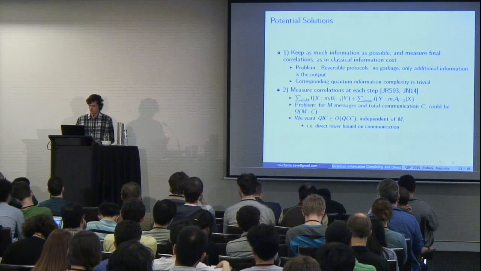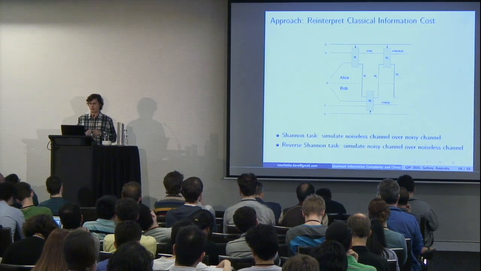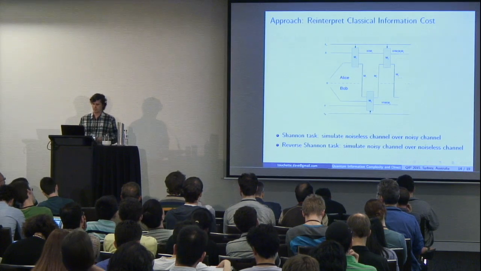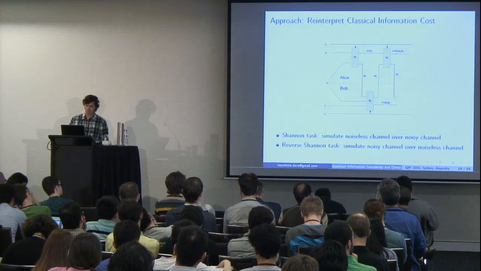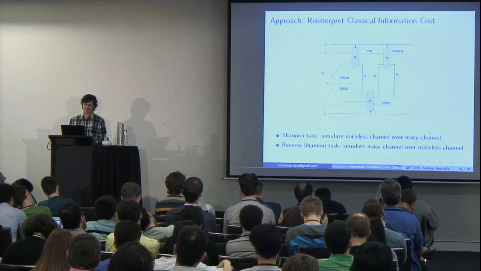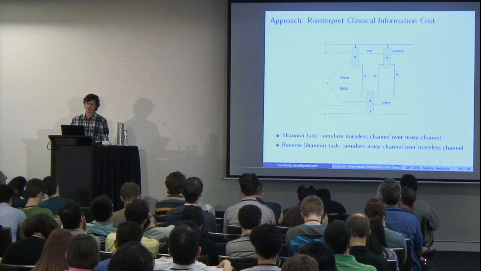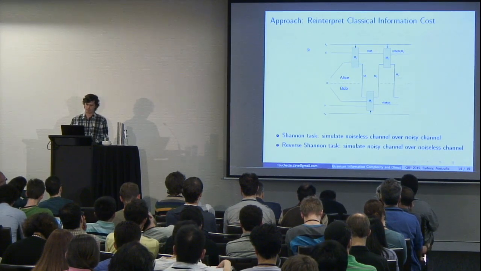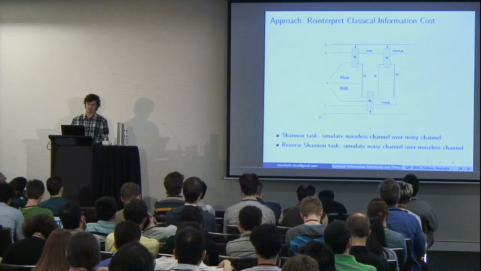So the approach we take instead is to reinterpret the classical information cost. So let's take the following view on classical protocol. Once again, we have Alice with her input x, Bob with his input y. They pre-share some randomness r, but in this information setting, Alice also has access to some private randomness SA, and Bob has access to some randomness SB.